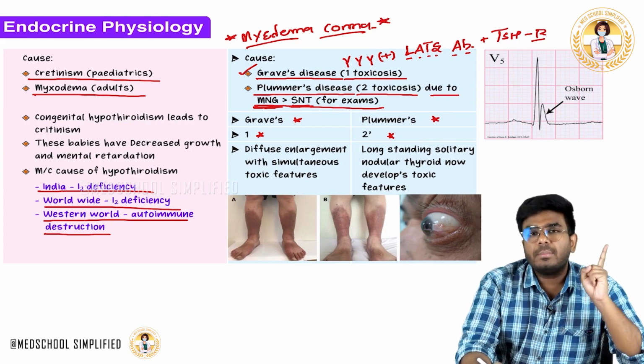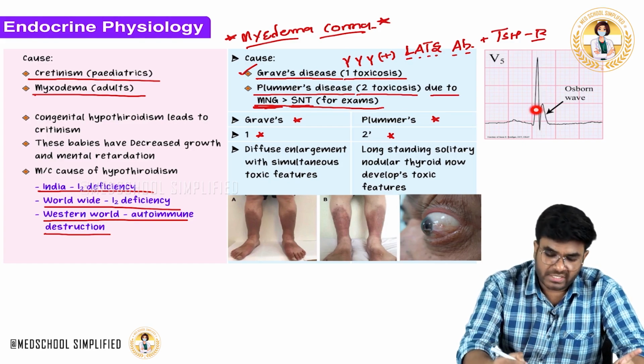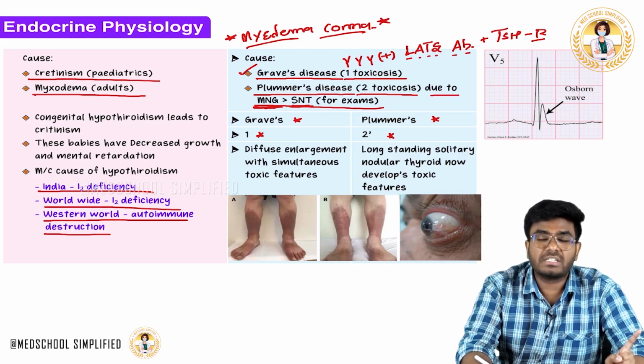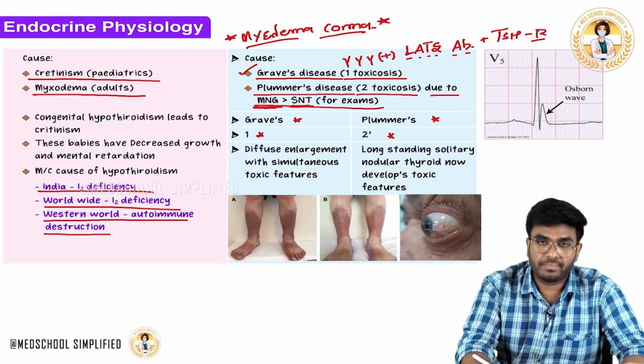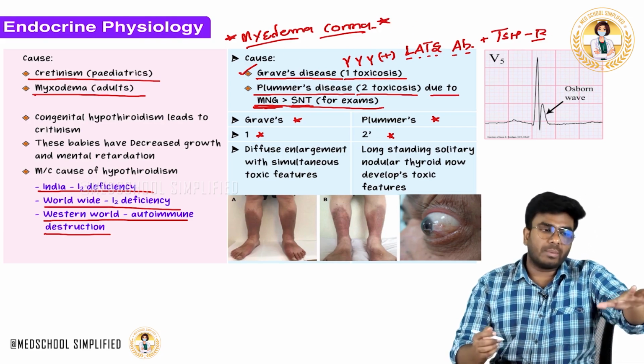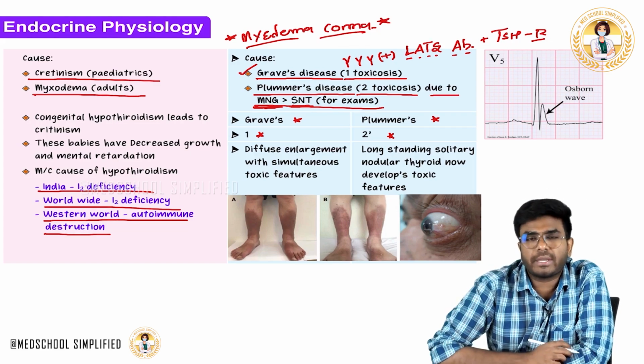In a myxedema coma patient, if you do the ECG, you will have this wave, Osborn waves. What are these Osborn waves representing? Osborn waves are seen in those conditions where there is hypothermia. Such hypothermia is seen in myxedema coma. Body temperature is going down, so you will have these Osborn waves at the J point.